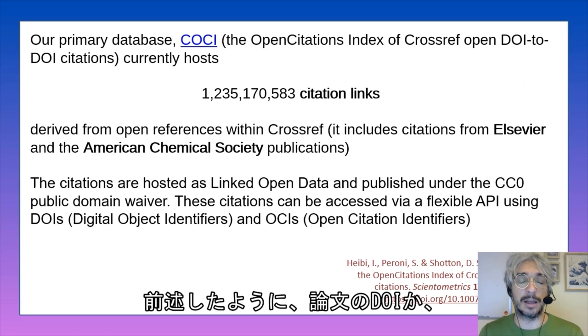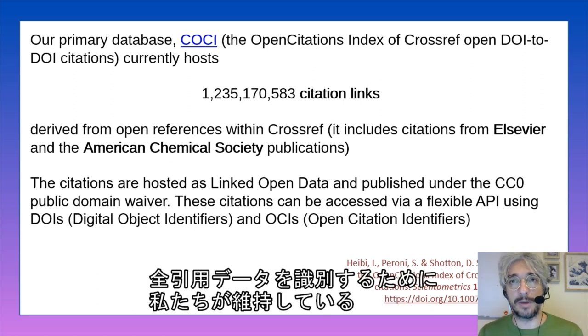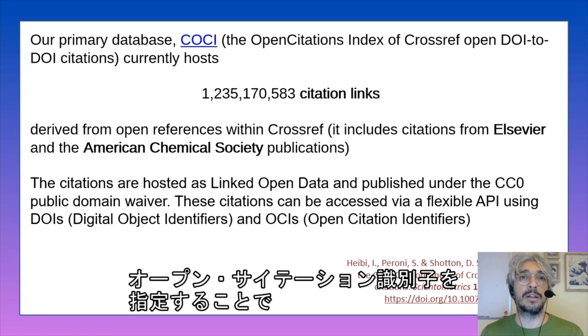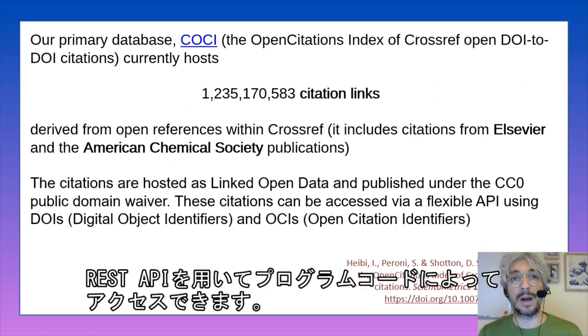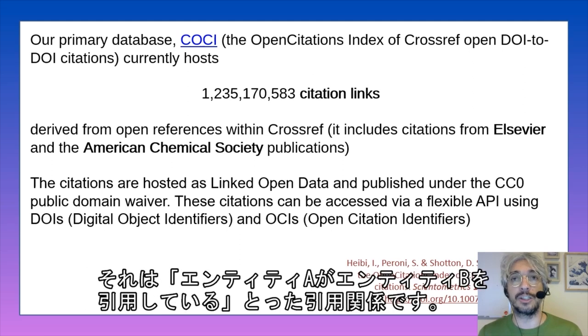by using, as I mentioned before, our REST API, by specifying either the publication DOI of a specific article you are interested in or an Open Citation Identifier, which is an identifier we are maintaining that enables us to identify a whole citation, that is the relation entity A cites entity B, so the whole thing.